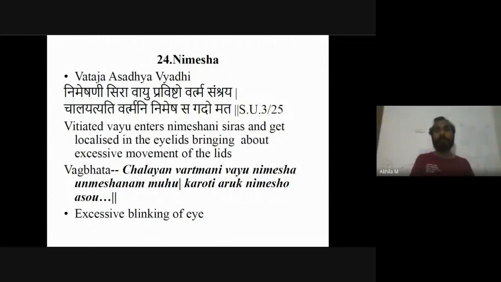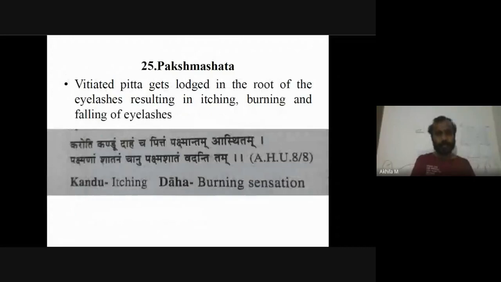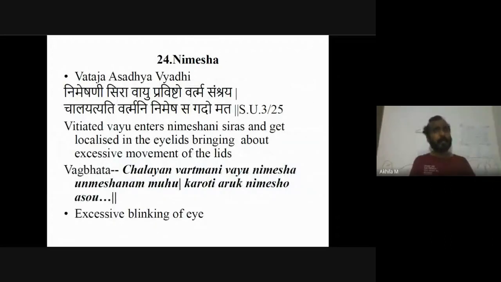So this condition is called as Nimesha, and it can be correlated with excessive blinking of the eye. We already described blepharospasm. That blepharospasm can be correlated with Nimesha. Nimesha is a Vataja Asadhya Vyadhi. Due to the vitiation of Vata, excessive blinking will happen. So this condition is called as Nimesha.